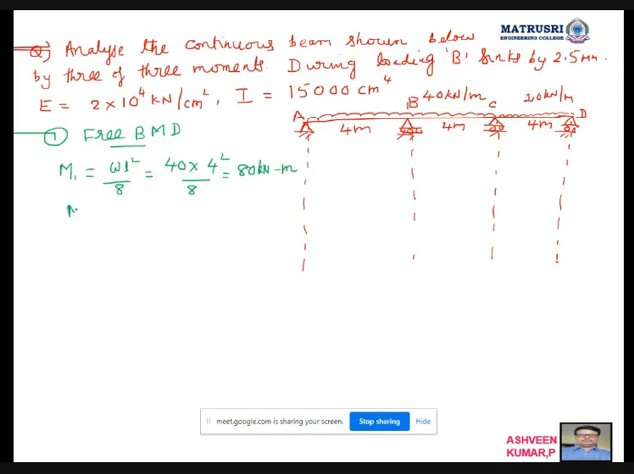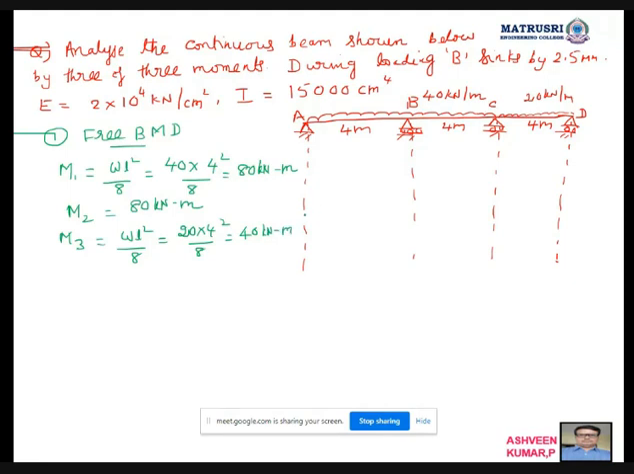M2 also same. Why is M2 same? Because here also 40, here also 40, 4 meter, 4 meter. So M2 also same. Then we'll go for M3. M3 is UDL. So WL square by 8, 20 into 4 square by 8, that we got as 40 kilonewton meter.